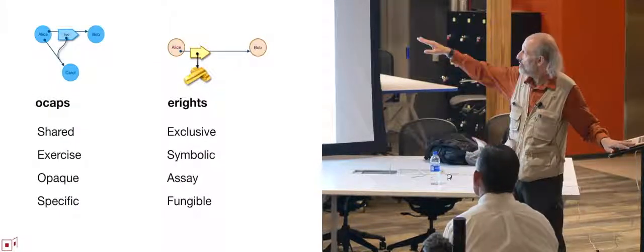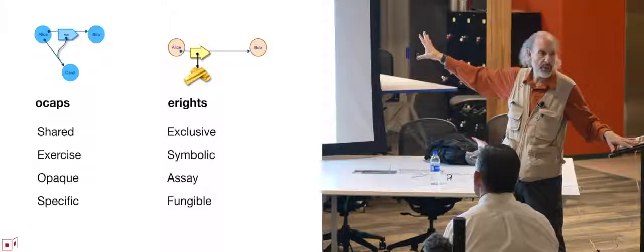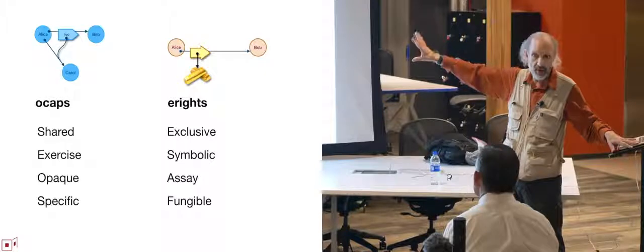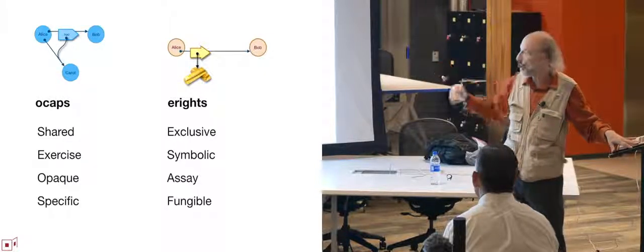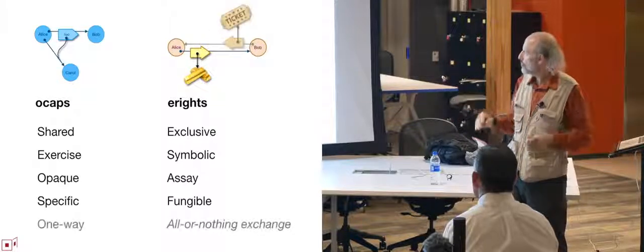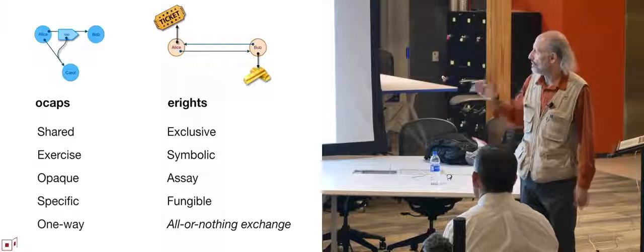So what we need, in addition to the taxonomy of rights that include these 4 dimensions, is we need somehow to build one more element, which is all or nothing exchange of rights.